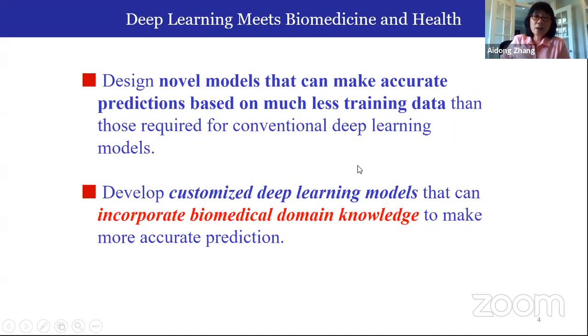For deep learning meets biomedicine and health, our goal is to design novel models that can make an accurate prediction based on much less training data. That's our goal in applying deep learning to bioinformatics. And also we want to develop customized deep learning models that can incorporate domain knowledge to make more accurate predictions.